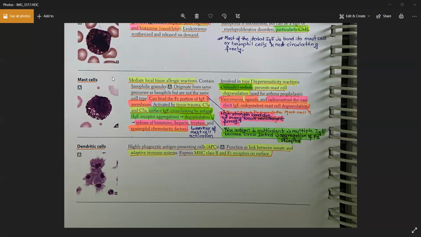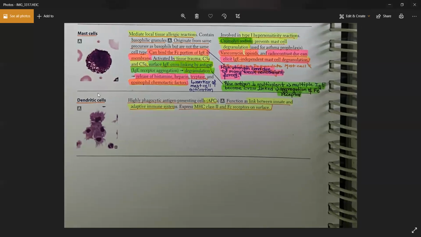The drug omalizumab, which is given for asthma, does it bind to the antibody or to the receptor of the antibody? The antibody. Okay, got it, thank you. They are against the antibody. They will destroy the antibodies. Okay, thank you.